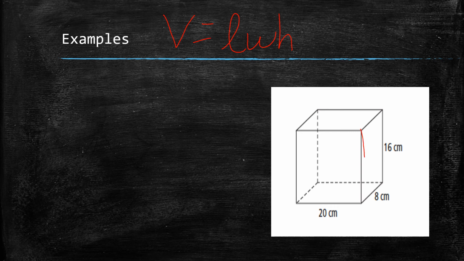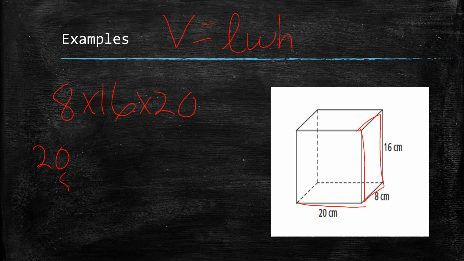So if I was to take this rectangle, you would have 8 times 16. And then if you notice, you got one piece coming off. That's going to show you the height of the shape, how deep it is. And that is going to be 20. So this is what you're multiplying. This gives you your answer.